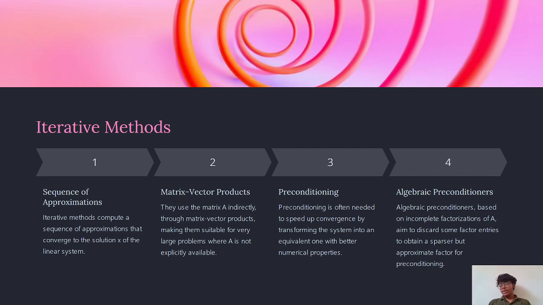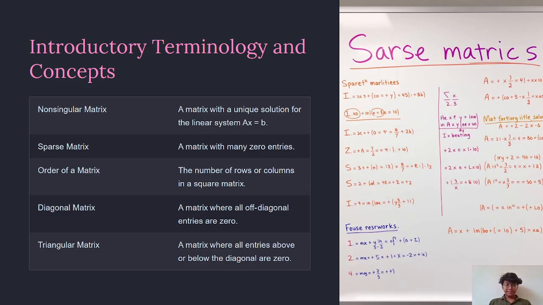Now coming to the last part of the iterative methods, that is the algebraic preconditioners. Algebraic preconditioners based on the incomplete factorization of A aim to discard some factors entries to obtain a sparse, but approximate factors for preconditioning.